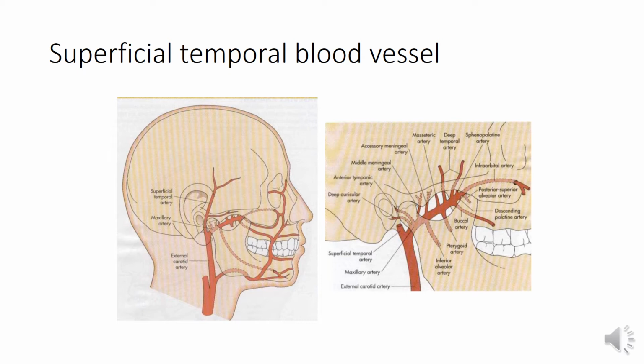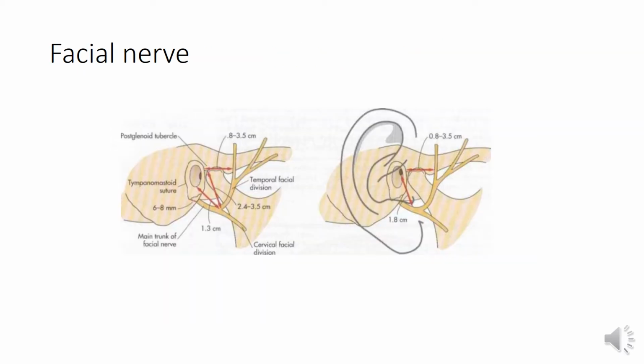whereas the superficial temporal artery ascends up before the acoustic meatus, and you need to be careful when giving a preauricular incision to access the temporomandibular joint, which we'll see in the next few slides.